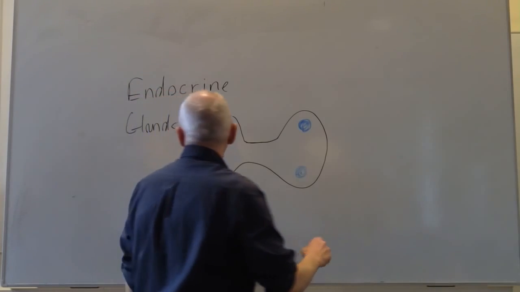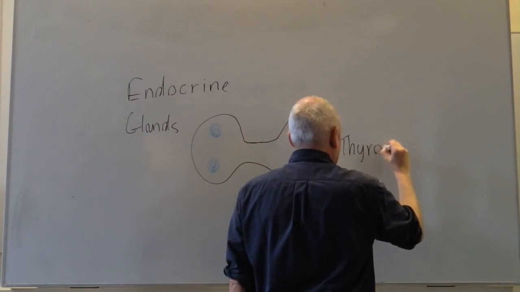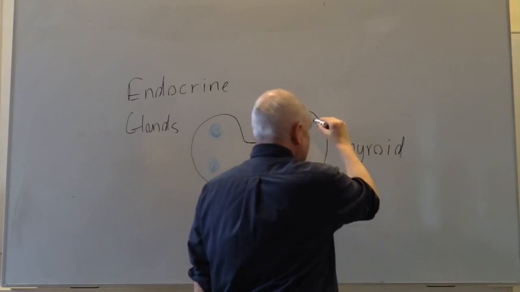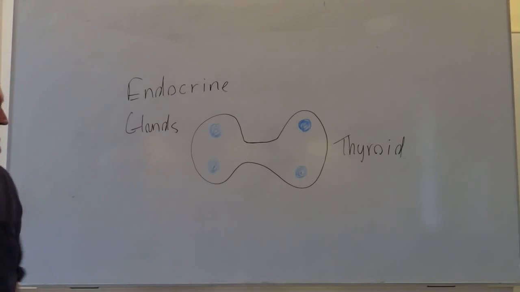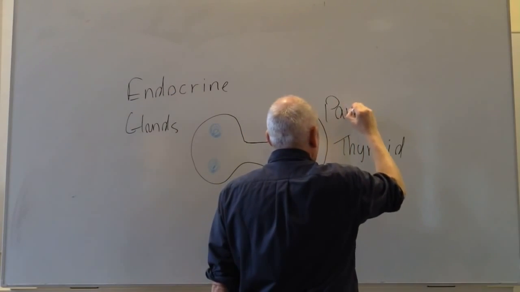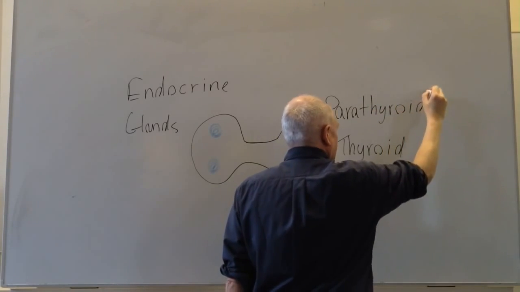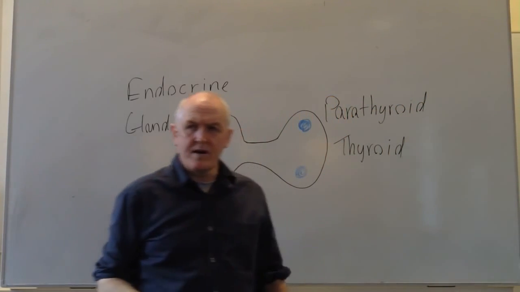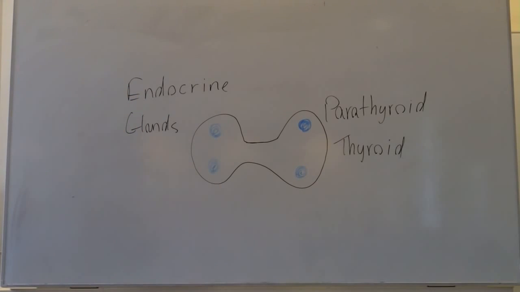Well, the whole gland is called the thyroid gland. And these 4 glands embedded in the thyroid gland are called the parathyroid glands. So there's the thyroid gland with the 4 parathyroid glands embedded in it.